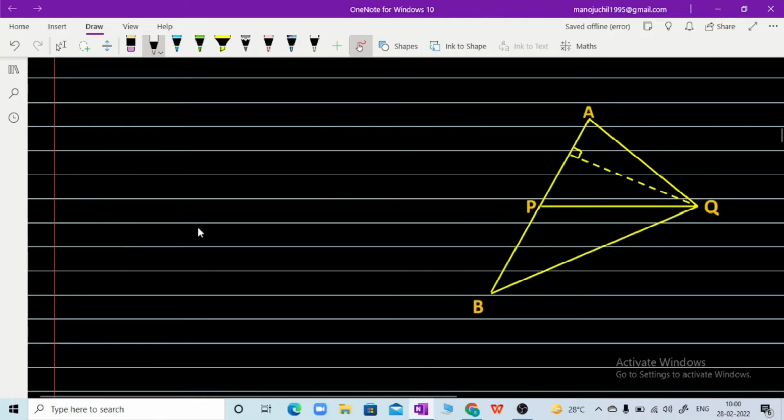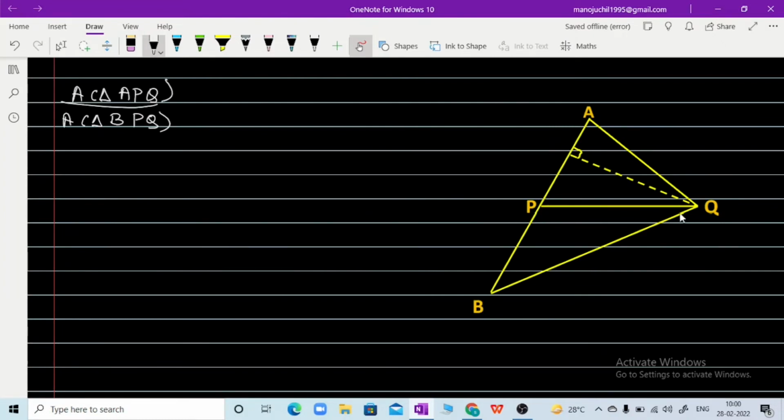Now, based on the properties that have been taught to you, let us see some conditions, some different types of sums that can come up. Suppose they ask us to find the area of triangle APQ upon area of triangle BPQ. Just see triangle APQ.